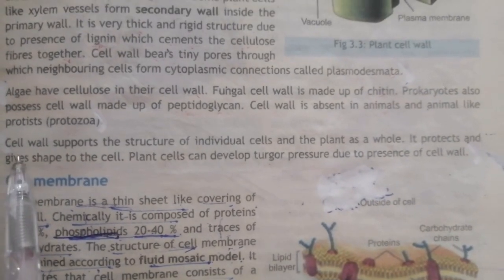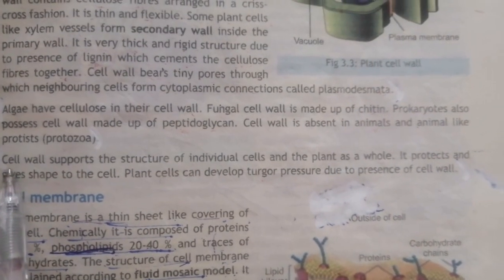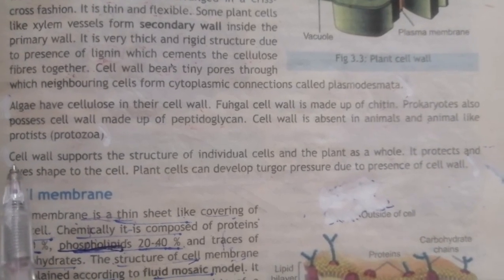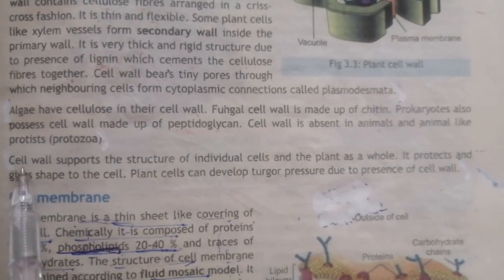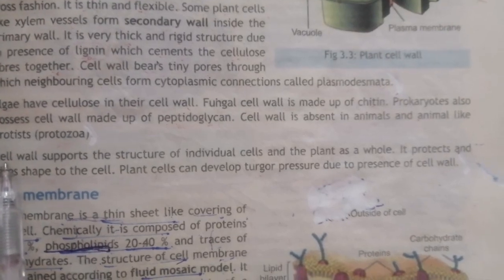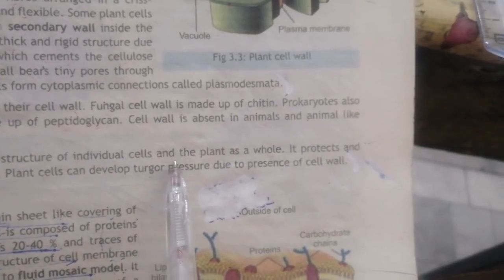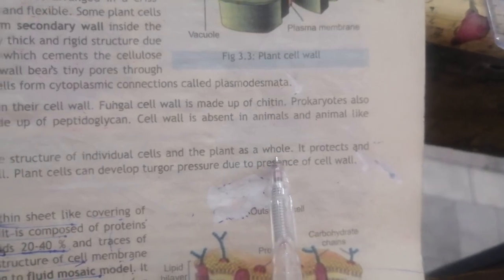Now students, the last heading of this discussion is the function of the cell wall. So from here, you will provide the heading: function. The cell wall supports the structure of individual cells and the plant as a whole.